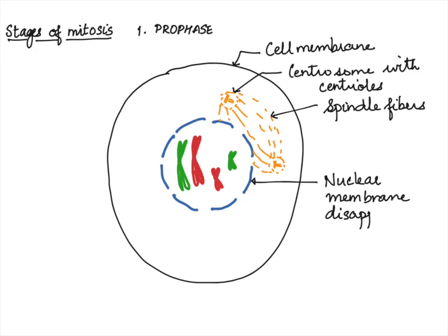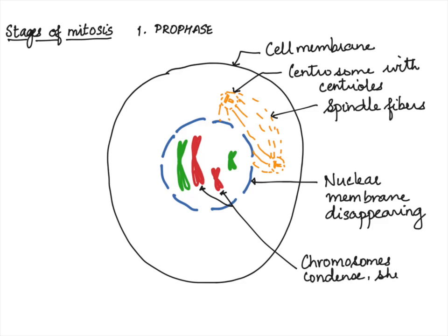The other feature of the prophase stage is the disappearing nuclear membrane. So the nuclear membrane starts to disintegrate. Inside that we can see the presence of chromosomes. Chromosomes have condensed and become thick and dark, and are easily stained during this phase. In fact, we can see them in the form of sister chromatids also. So these are the features that differentiate the prophase stage in mitosis.